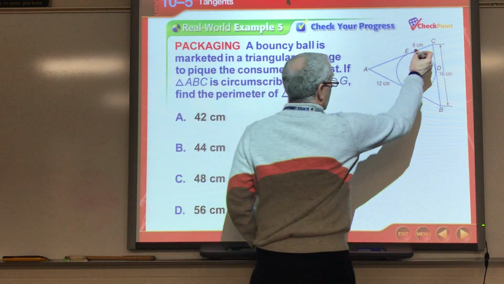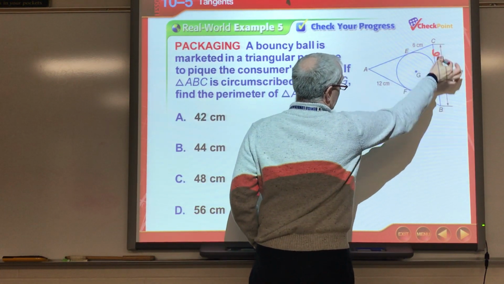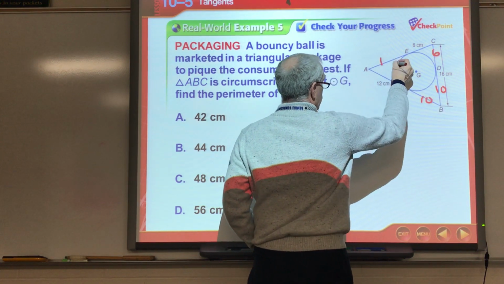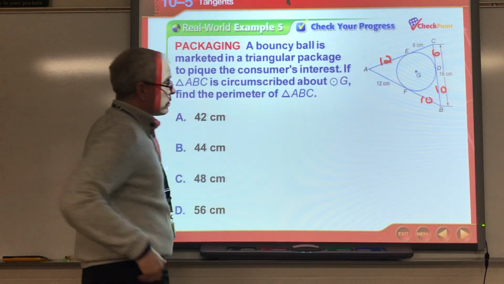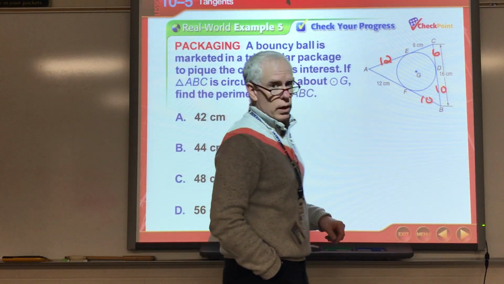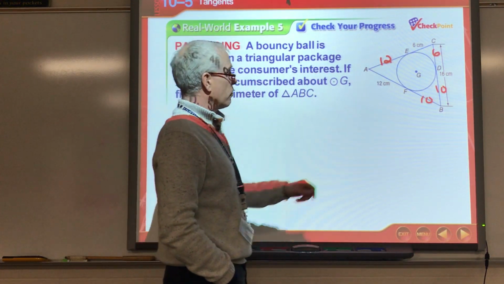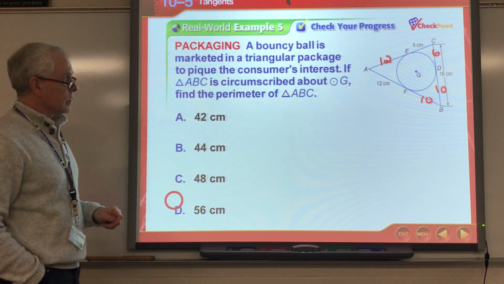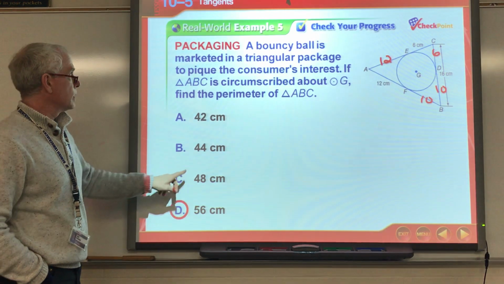Similar situation. If that's 6, this is 6. If that's 16 all the way across, that makes this 10, and that 10, and that 12. So 12 and 12 is 24. 10 and 10 is 20, so 24 and 20 is 44. Plus 12 is 56. That's how I would tackle that, you guys.